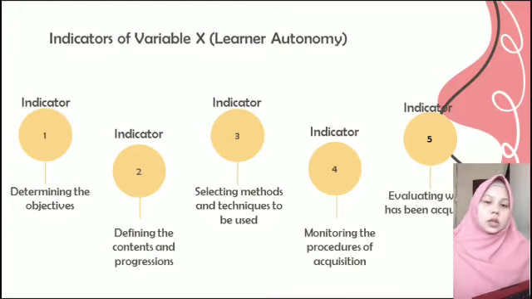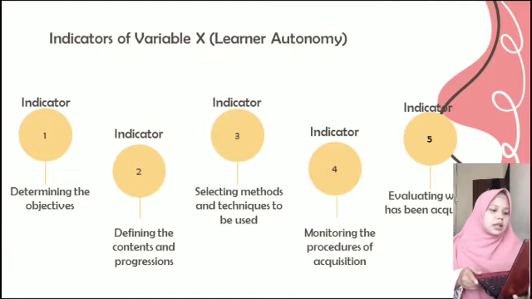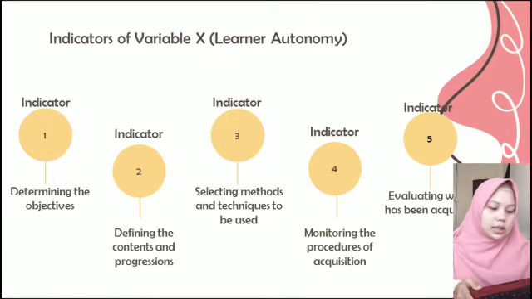The next is indicators of learner autonomy. The first indicator is determining the objectives. The second indicator is defining the contents and progressions. The third indicator is selecting methods and techniques to be used. The fourth indicator is monitoring the procedures of acquisition. And the fifth indicator is evaluating what has been acquired.